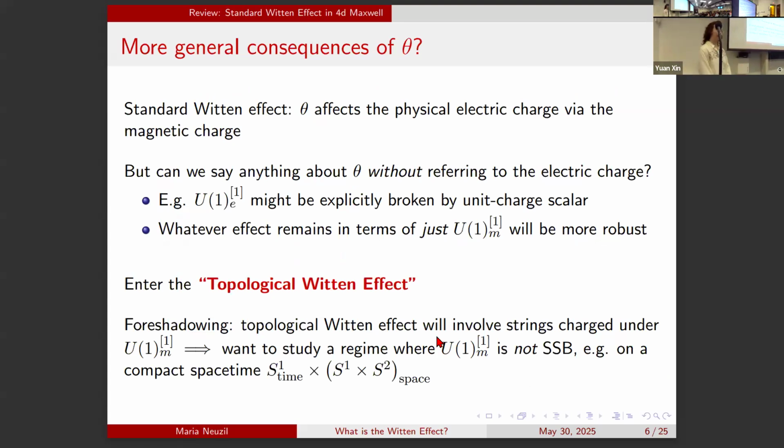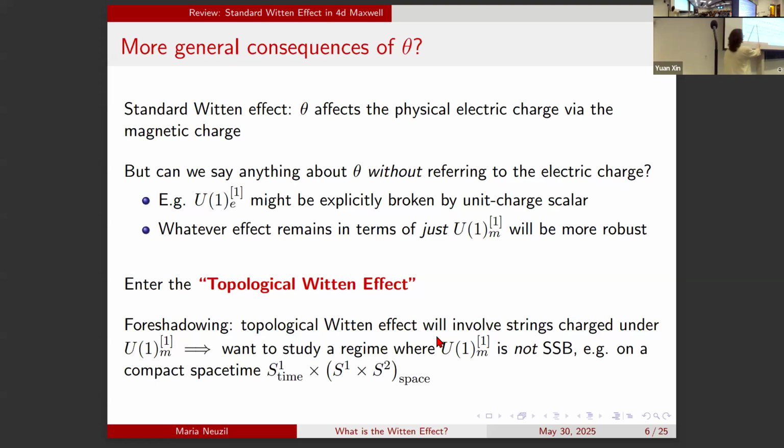But you might ask if this is the only thing that happens, because in particular, can we say anything about theta without referring to the electric charge? Because you could easily cook up some situation where the electric one-form symmetry is gone, you don't have a charge to talk about, and then you might want to ask, does theta still do anything at all? So for example, we could consider a case where we add some unit electrically charged matter to kill the electric symmetry. And whatever effect remains will be only in terms of the magnetic symmetry. And so it will, in some sense, be more robust because it requires fewer ingredients.